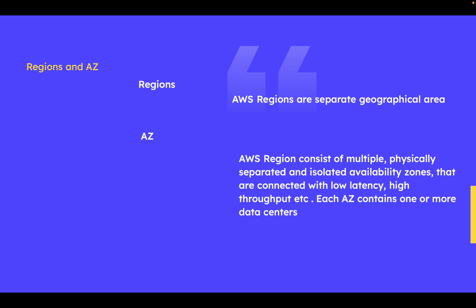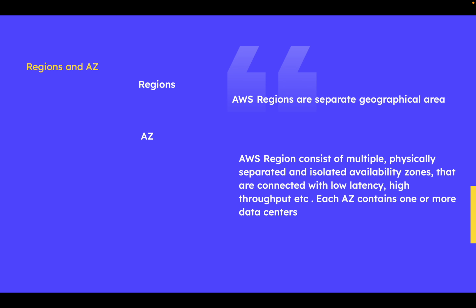Data centers means they have a lot of hard disks, and the network is connected with cables, all those things, right? So an availability zone contains different data centers, and a region, which is a geographical area, may contain one or more availability zones. Okay, so why do we need multiple availability zones?